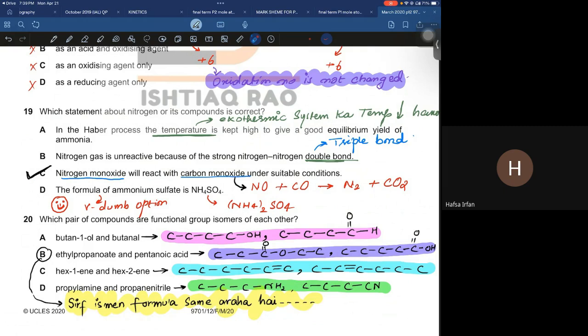Then option D: the formula of ammonium sulfate is NH4SO4. No, this is not the formula for ammonium sulfate. That's why option C is correct. Okay, simple.